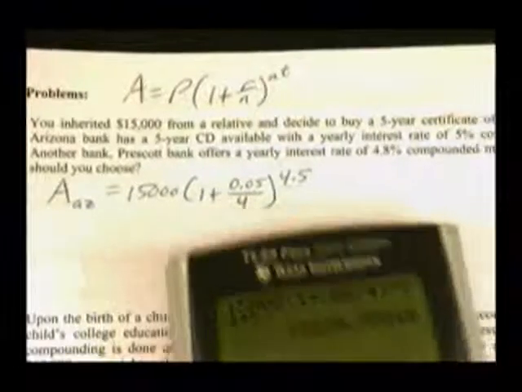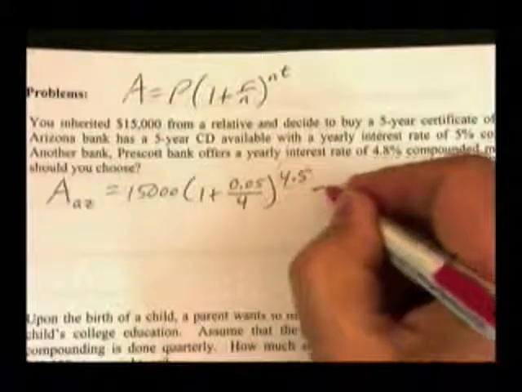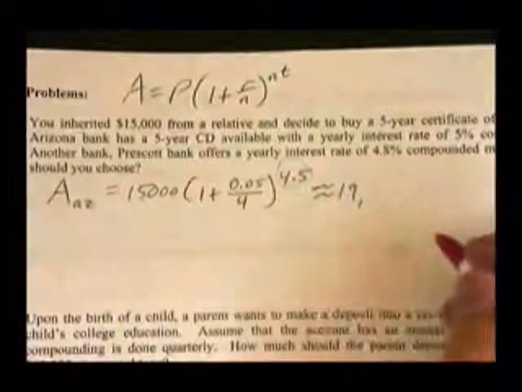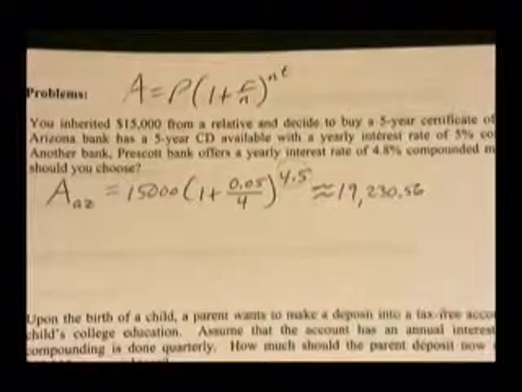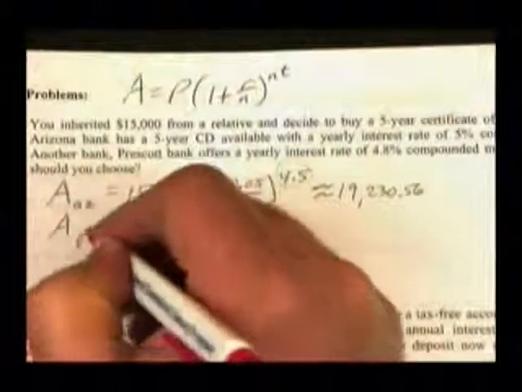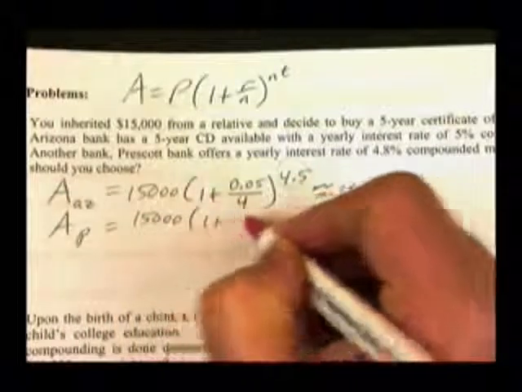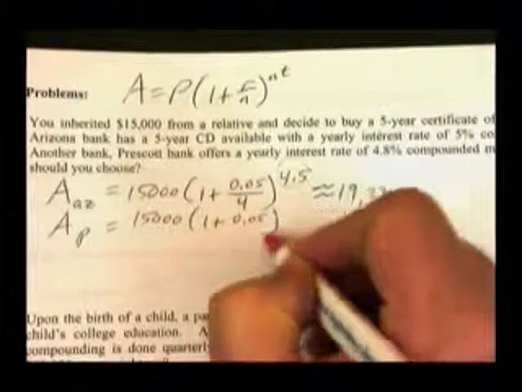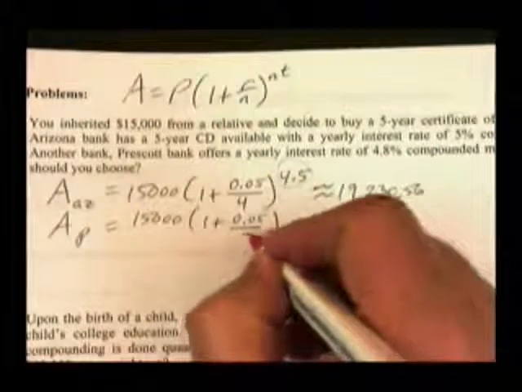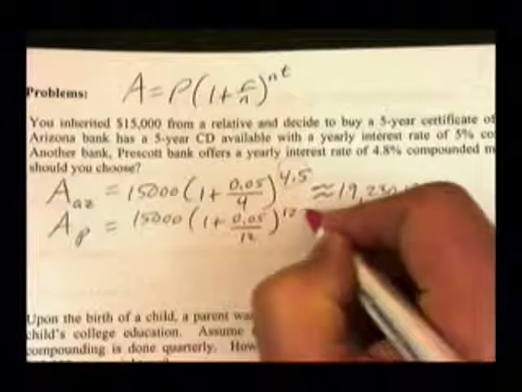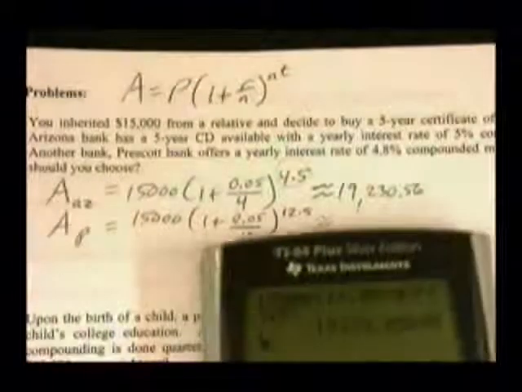All right, so I got 19,230.56. Now I'm going to do the same thing for Prescott. 15,000, 1 plus 0.05. And now this one was compounding monthly. So my N is going to be 12. And I'm going to have 12 times 5. So what I'm going to do is go back to my calculator.